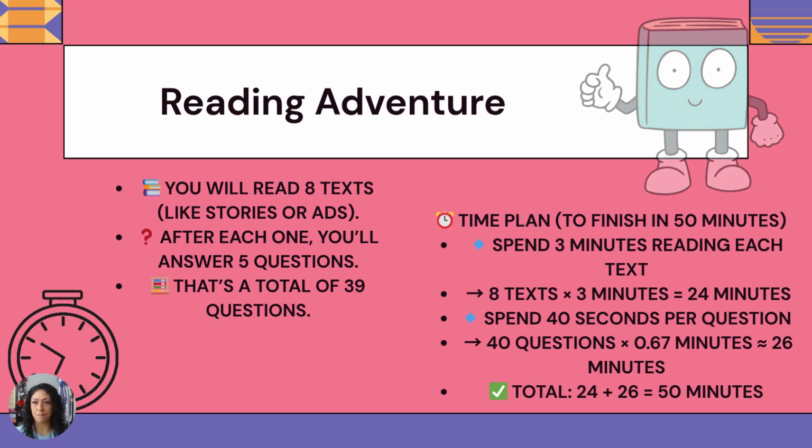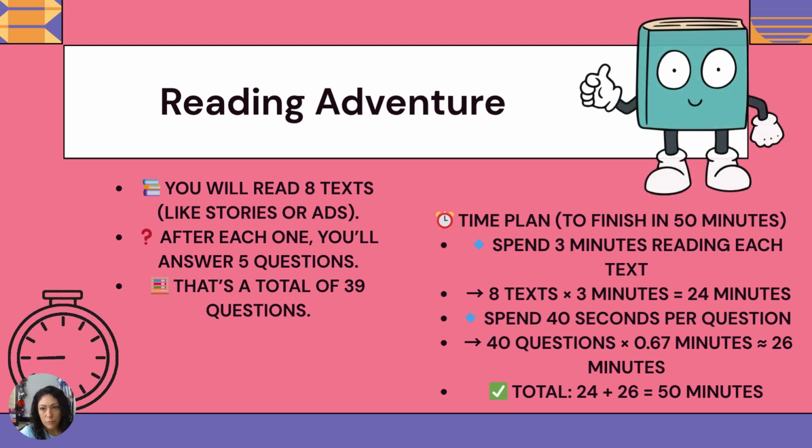So here's an idea. To finish in 50 minutes, you have to spend 3 minutes reading each text. And let's say they give you 8 texts, so 8 times 3 minutes equals 24 minutes. Then spend 40 seconds per question. 40 questions times 0.67 minutes equals 26 minutes. So it's a bunch of math. In total, 24 plus 26 equals 50 minutes. So just be conscious of that when you're doing your reading.